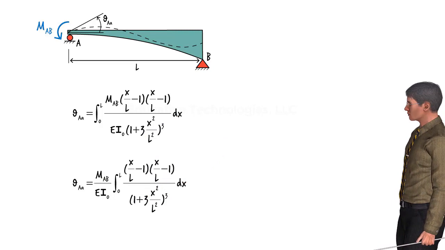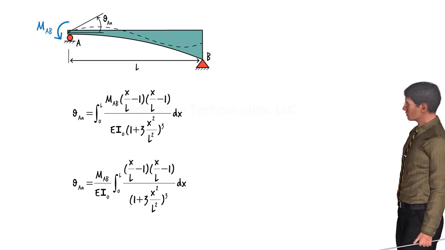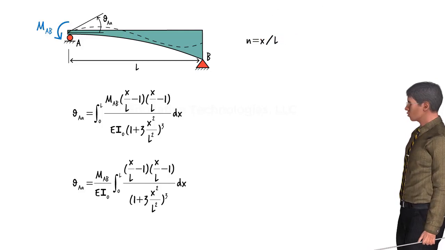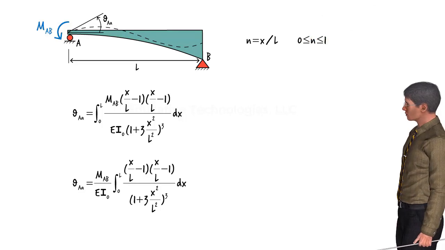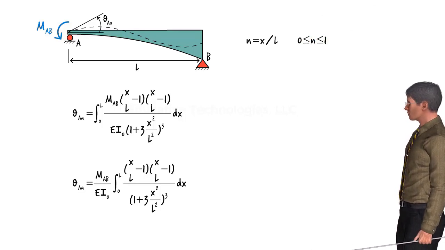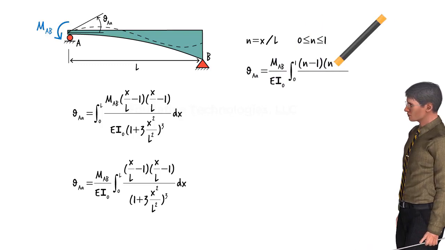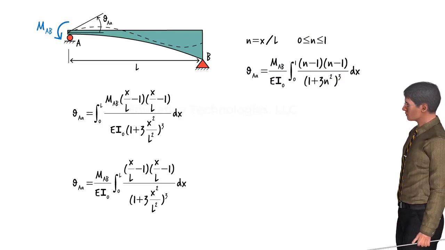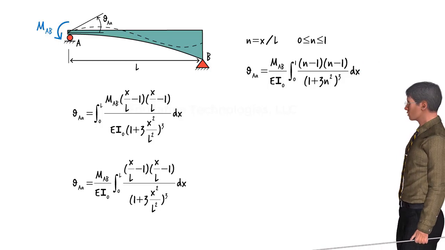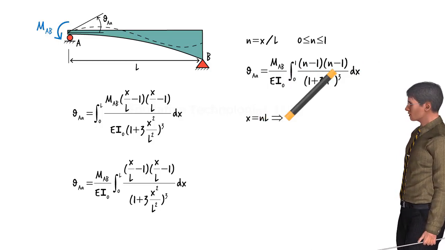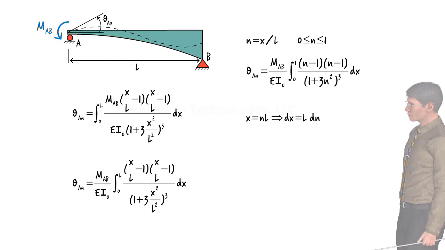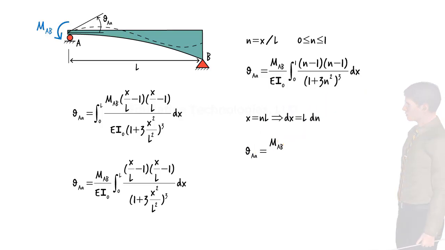To facilitate evaluating this expression, let's make a substitution. Let n be equal to x over L. Since x varies between 0 and L, then n changes between 0 and 1 only. Making this substitution in the equation, we get, and since x equals n times L, then dx equals L times dn. Then we can express theta AA this way.